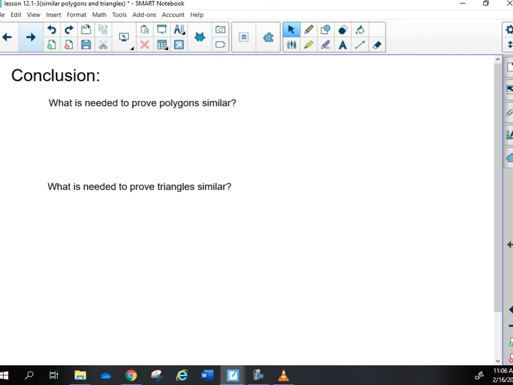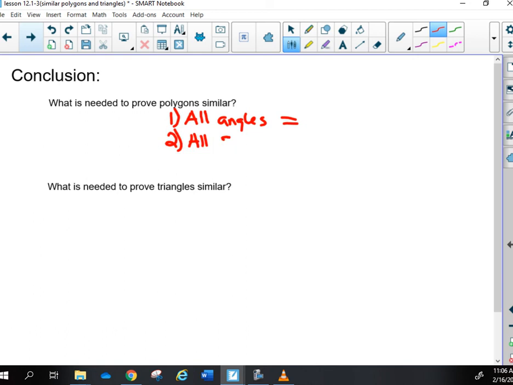All right, in conclusion, when you're trying to prove triangles or polygons are similar, you need to have two things. All angles have to be equal, and all sides must be proportional. There are no shortcuts for polygons bigger than a triangle. However, when we got down to triangles, the first thing I would always look for is the one that usually pops up the most, and it's the easiest. Look for the two angles rule.